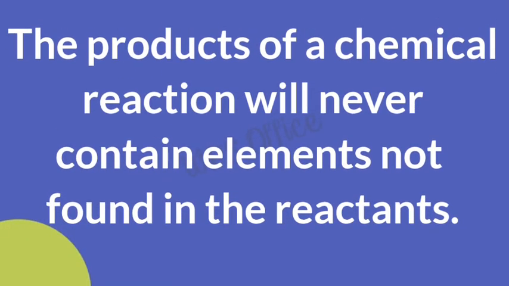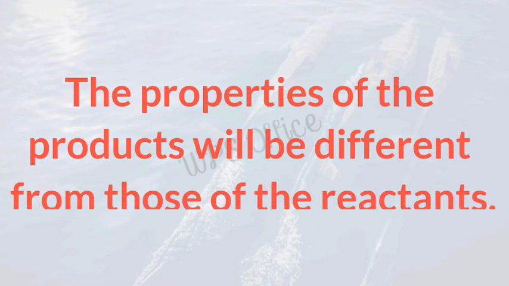One, the products of a chemical reaction will never contain elements not found in the reactant. This simply means when the reactant contains some element, that element will also reflect in the product.